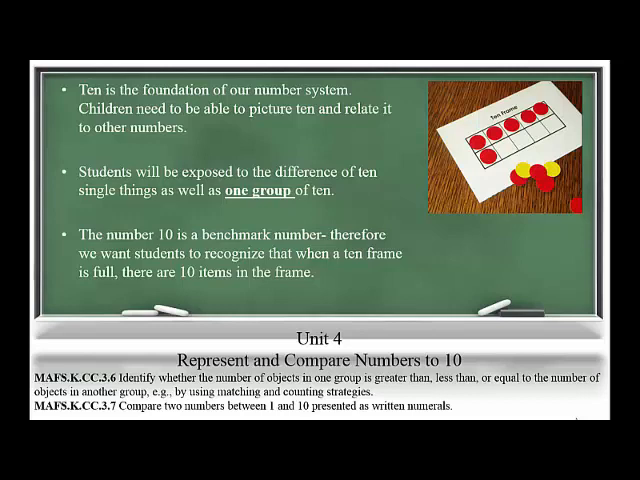For example, Caleb has 3 toy cars, Michael has 10 toy cars, and Joe has 5. Who has the least amount of toy cars?